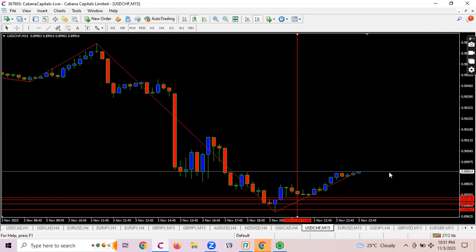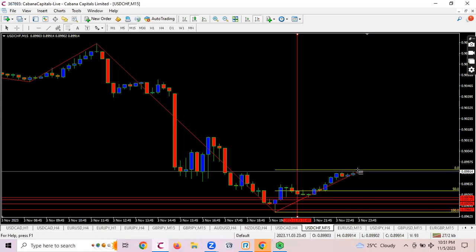If you don't know how to identify the fair value gap, just pick the Fibonacci and apply it, swing low to current swing high, which is this. Then wait for price to pull back into a discount, which is below level 50, before you buy. And you can see the fair value gap on 15 minutes is below level 50.